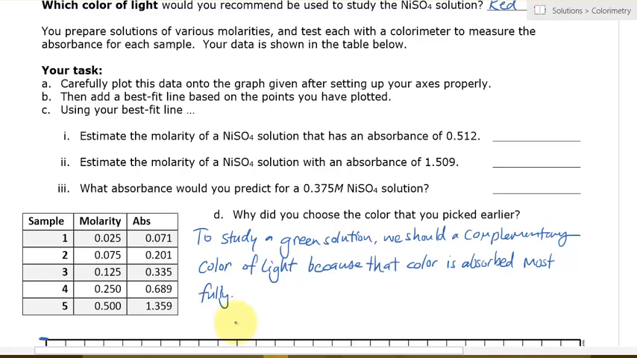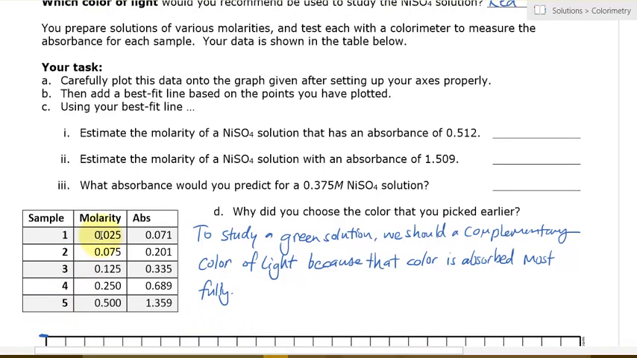Your data is shown in the table below. So we have a little table down here, and like in our first video, we had several molarities, and we have several absorbances that go with those, and the corresponding numbers will be what will turn into our graph. It says your task: carefully plot this data onto the graph after setting up your axes properly.